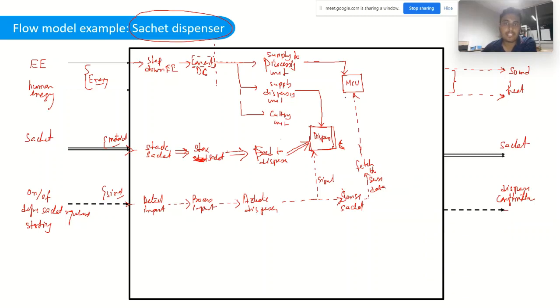And then the MCU gives the signal. So these are all signals. This is the sensor signal. This is the electrical signal. So it is giving the control signal to stop the dispenser. Okay, so what happens next?